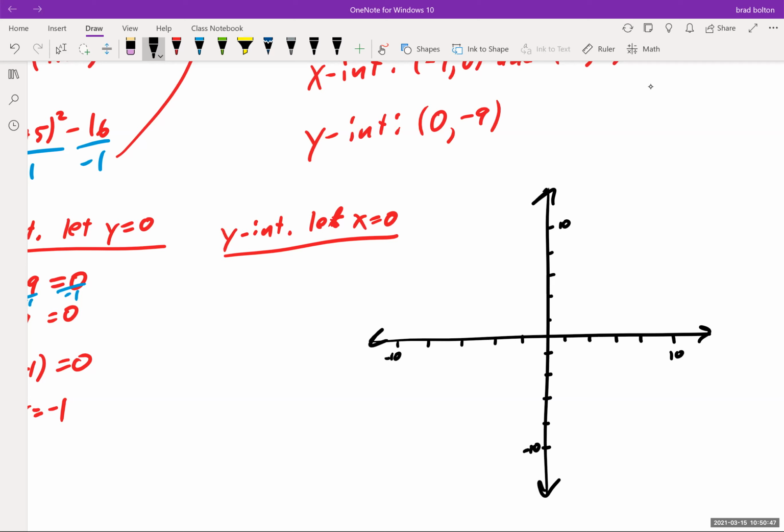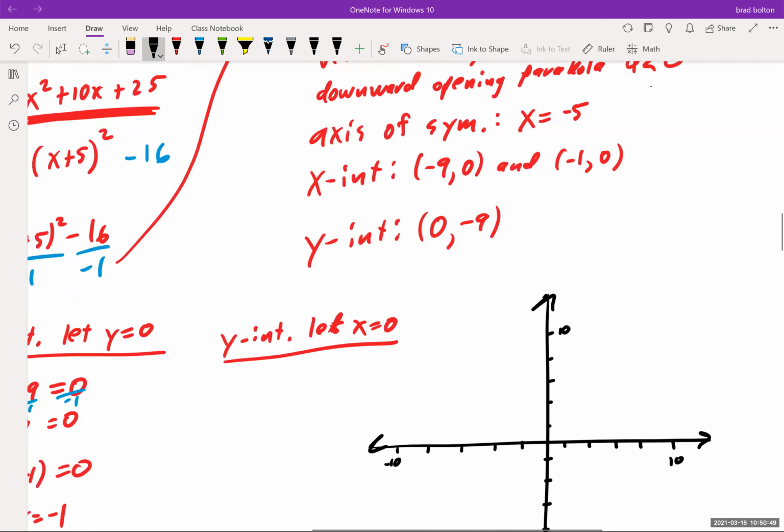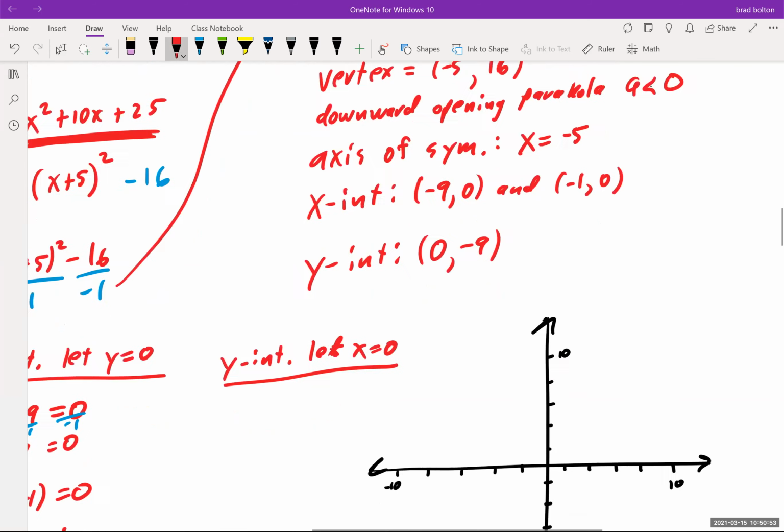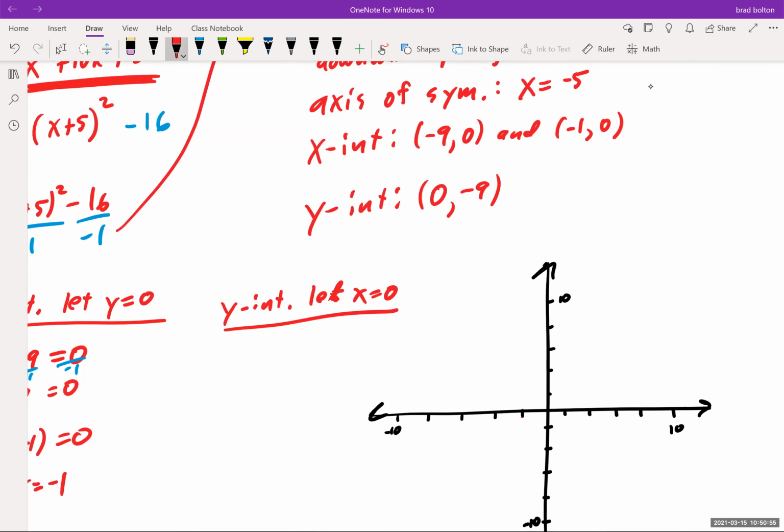Let me see here. Where's our vertex? Unfortunately, our vertex is (-5, 16). So that's not good, so I have to go over to -5. Here's -2, -4, so -5 is here somewhere. And then 16 would probably be up here, somewhere right there. So that's (-5, 16).